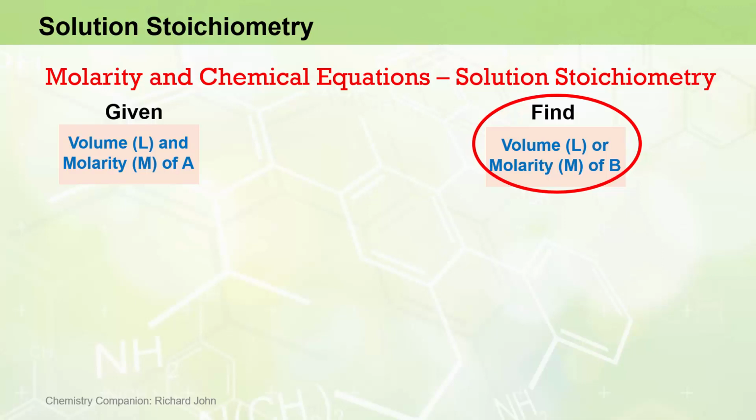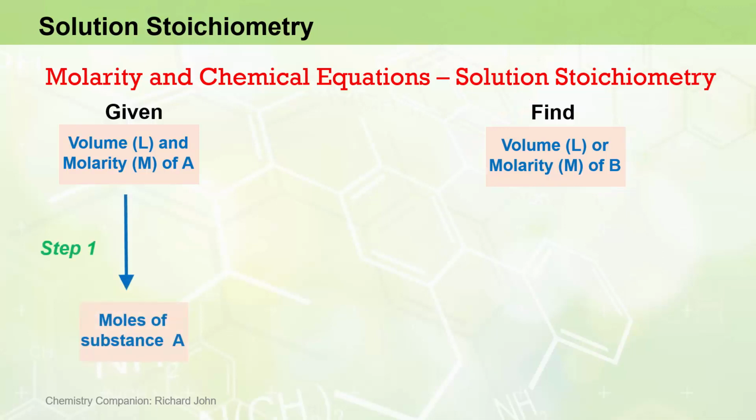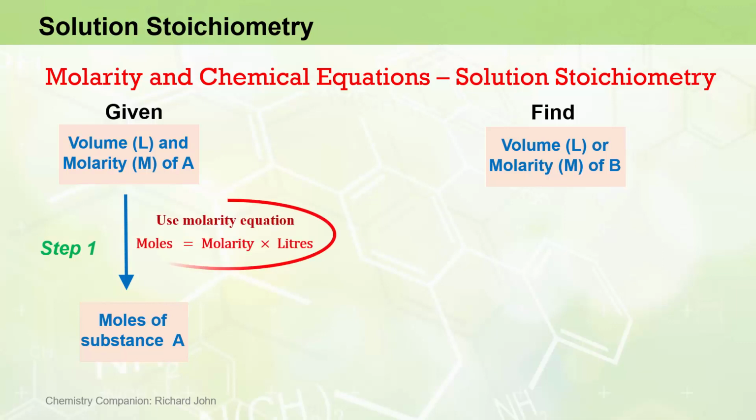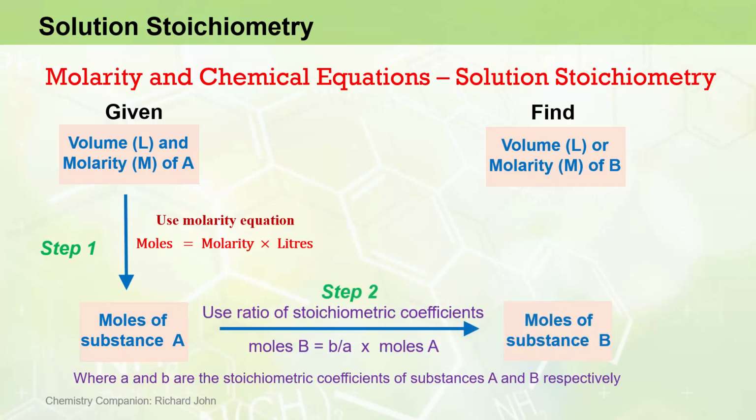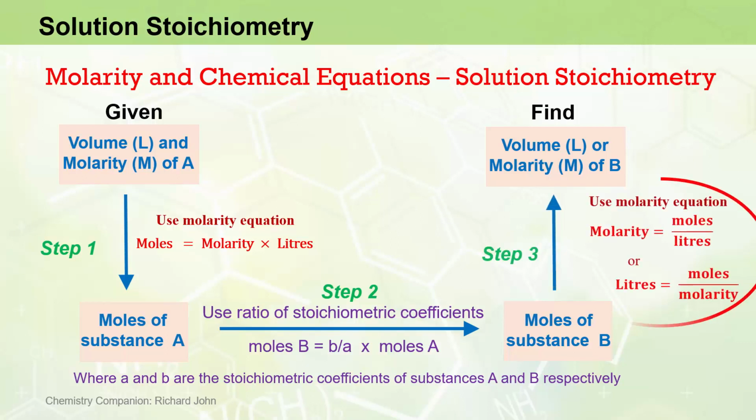The approach we take to solve these types of problems is very similar to other stoichiometric problems in that we first calculate the moles of substance A in step 1. But this time, instead of using the molar mass equation, we use the molarity equation, where we have moles as the subject of the equation, and we calculate the moles of substance A by multiplying molarity times litres. In step 2, we use the ratio of the stoichiometric coefficients to calculate the moles of substance B, and in step 3, we again use the molarity equation, or one version of it, to calculate either the volume or the molarity of substance B, depending on which of the two we're being asked to find.